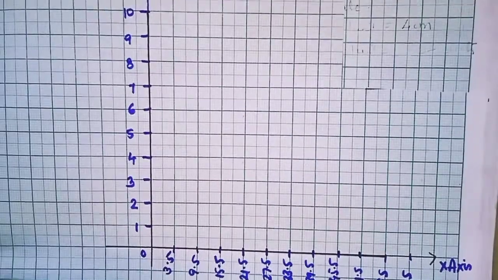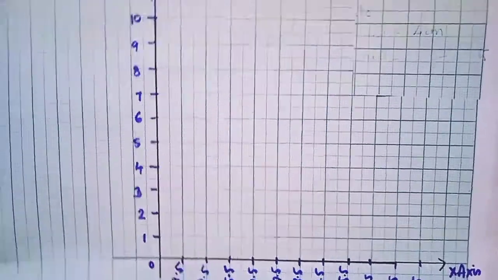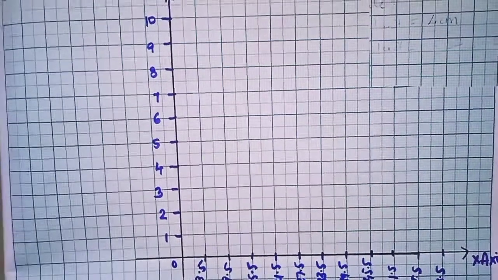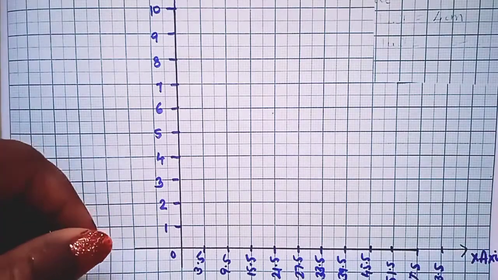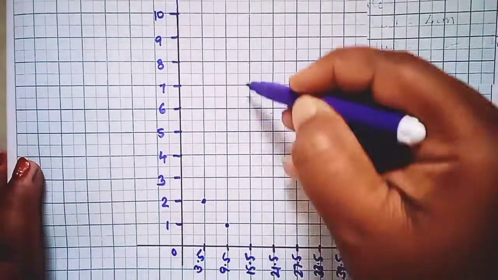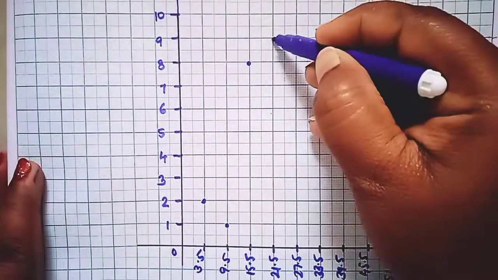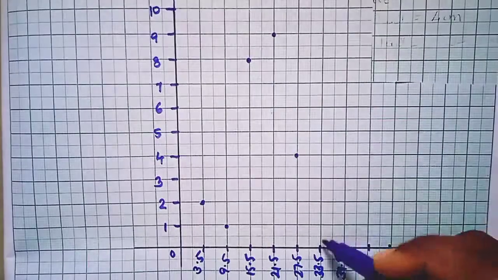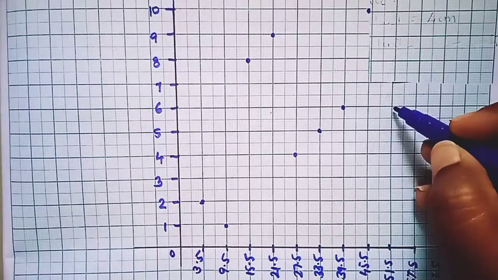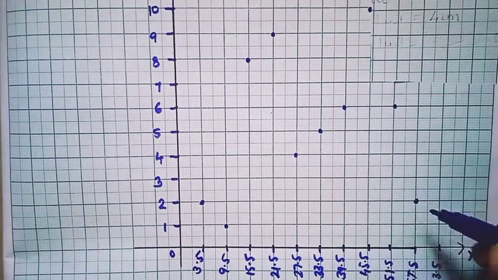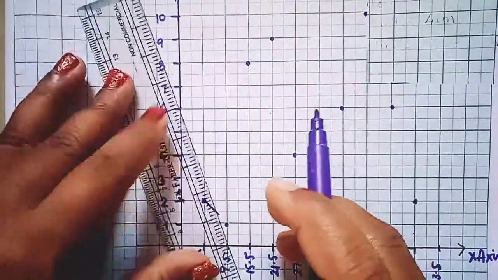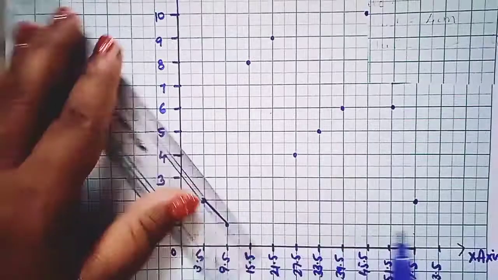So now for 3.5 you have to check where you need to plot. For the first one it is 2, then next it is 1, then 8, then 9, 4, 5, 6, 10, 6 and 2. Next, you have to join all the points. Start joining them according to the class marks in order.